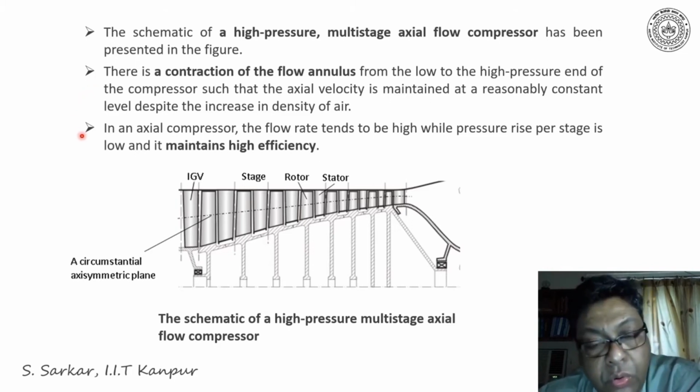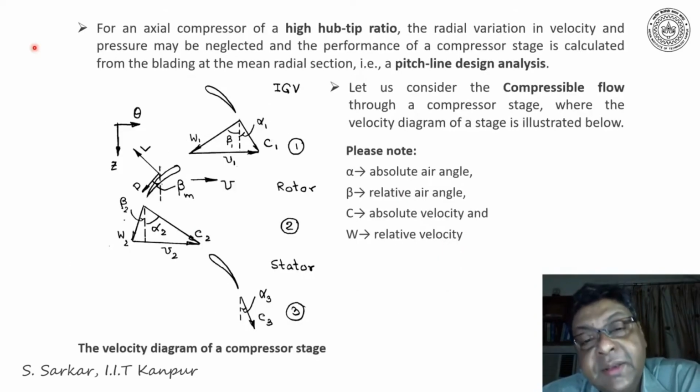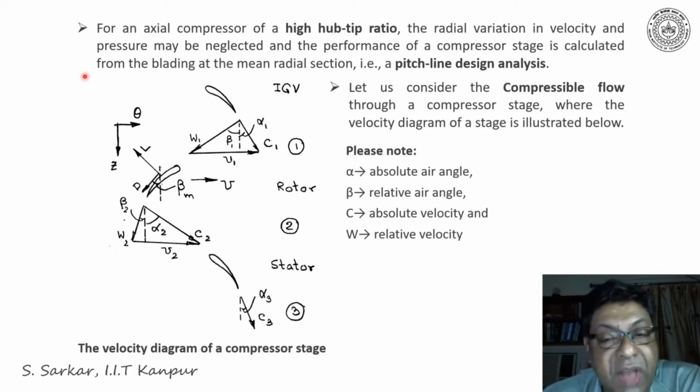In an axial flow compressor, the flow tends to be high while the pressure rise per stage is low, and it also maintains high efficiency. For an axial compressor of high hub to tip ratio, that is, if the blade height is considered small compared to the hub radius, then the radial variation in velocity and pressure may be neglected, and thus the performance of a compressor stage is calculated from the blading at the mean radial section, which is called the pitch line design.